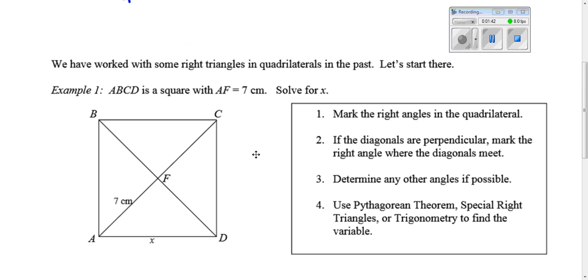We've done it in squares. So example number 1 says ABCD is a square where AF is equal to 7 centimeters. The directions are to solve for x, and we see x is a side length. A couple directions given to us. Number 1 says mark the right angles in the quadrilateral. All right, well, where are our right angles? We know that a square has 4 right angles at the corners. So let's mark them.